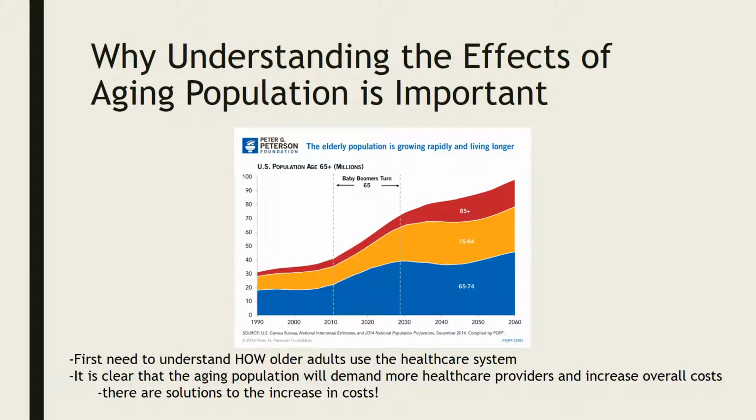So to understand the effects of the aging population, we first have to understand how older adults use the healthcare system. Then we're going to go over the aging population and how it will demand more healthcare providers and increase overall costs. Fortunately, there are solutions to some of these increases in the costs that can help reduce costs overall.